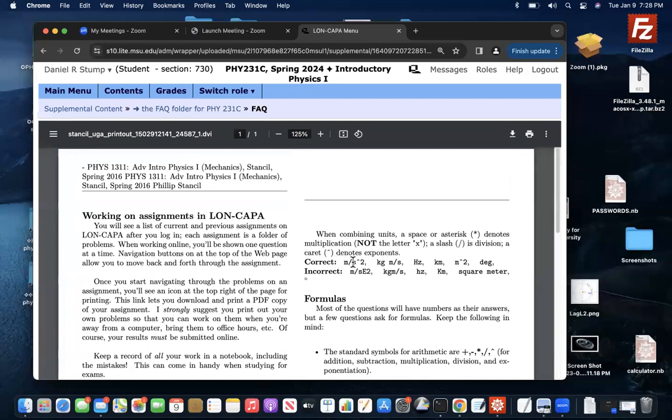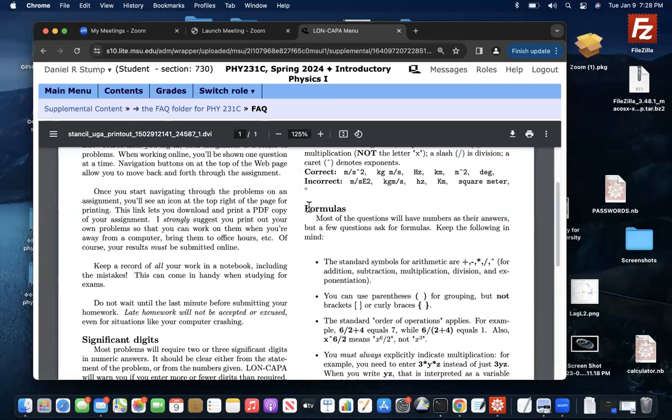Units are things like meters per second squared, kilogram times meters per second, hertz, kilometers, degrees. But there are incorrect ways to enter units. So meters divided by second squared, that's meters per second squared. Meters divided by SE2, Lon Kappa doesn't understand that. So that's an incorrect unit. And again, if you type in the wrong unit or just format it wrong, then Lon Kappa will tell you that. And so you can go back and type in the correct unit.